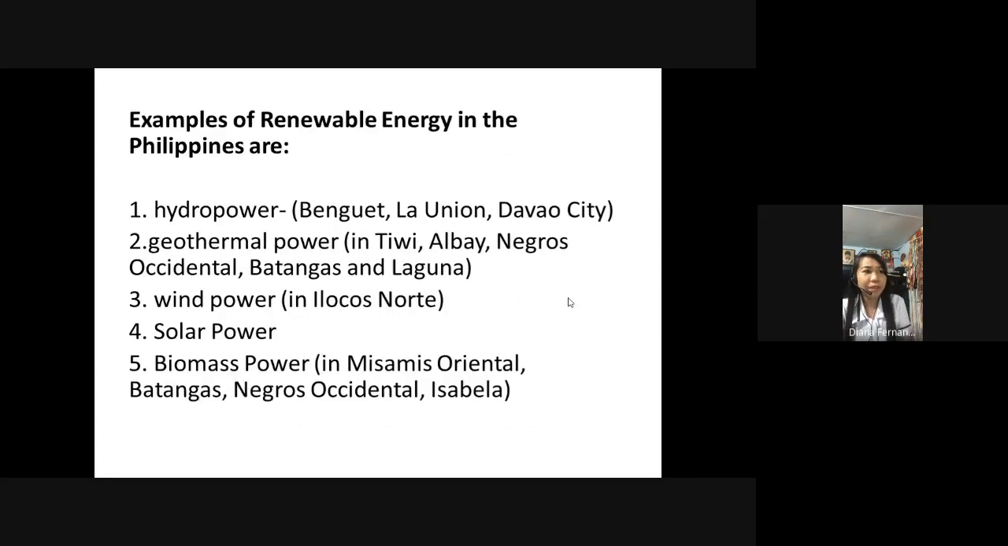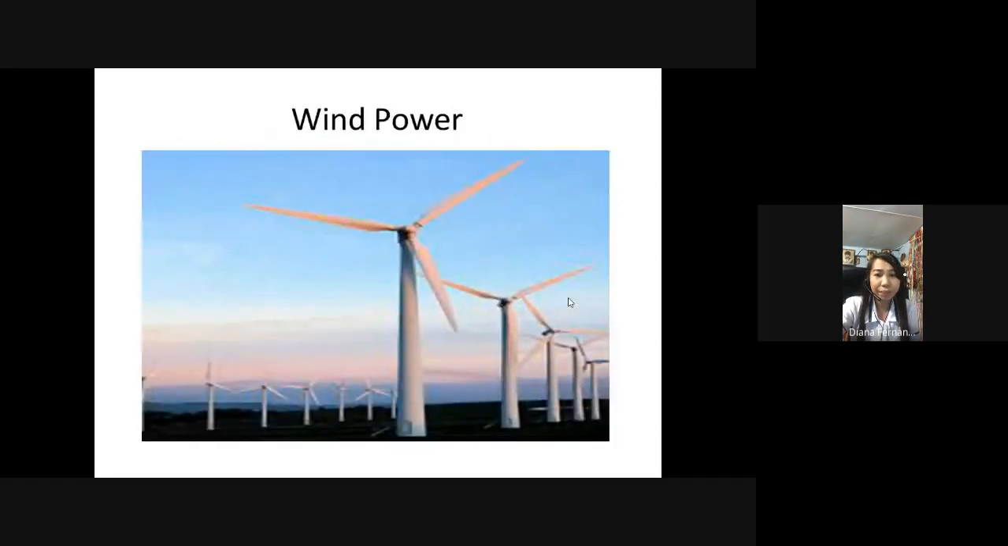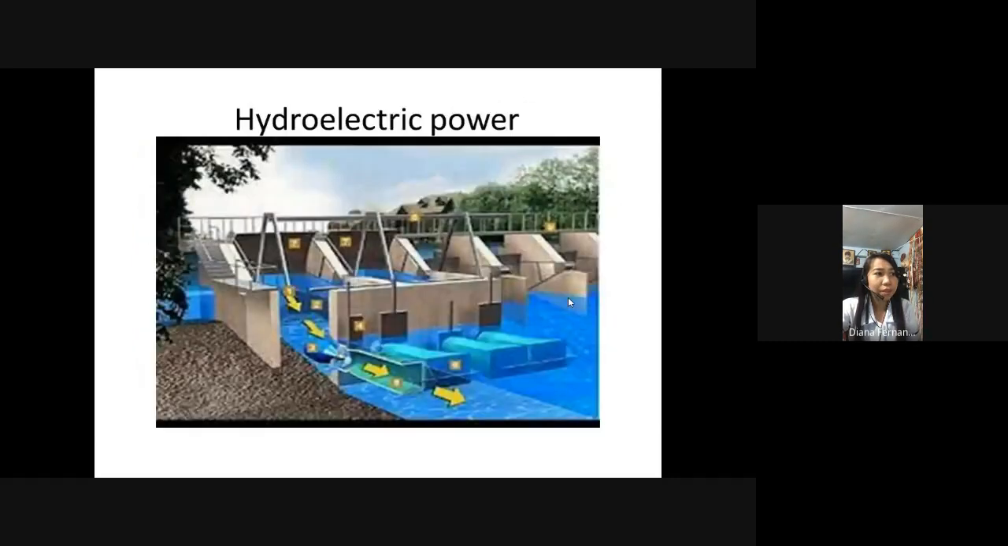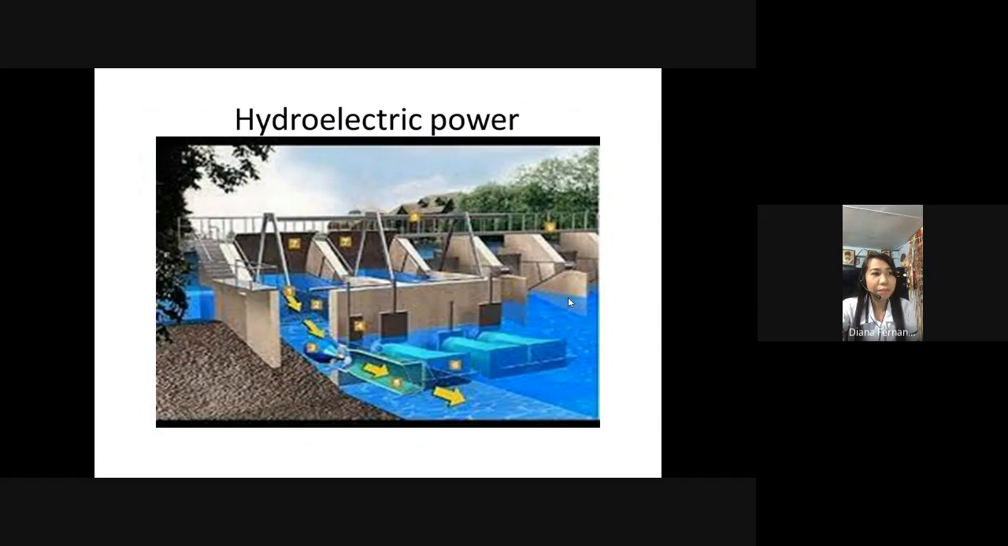So, meron tayong iba't ibang renewable energy dito sa Pilipinas. So, we have hydroelectric power. Then, we have geothermal power. So, meron tayo yun sa Tiwi. Yun din ang nagsusupply ng energy sa atin, electrical energy. So, we have wind energy. Di ba nakita niyo yung sa Ilocos? Ayan, wind energy. So, gumagana yung mga propeller niyan through wind. Ayan, hydroelectric power. Geothermal energy. Ayan.